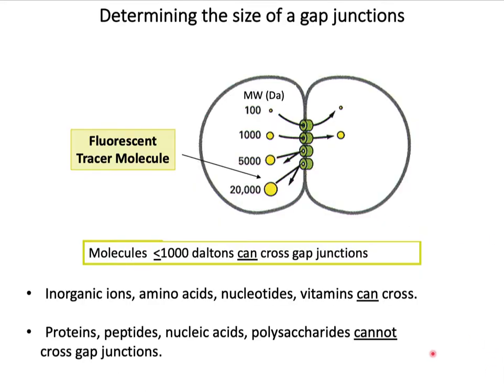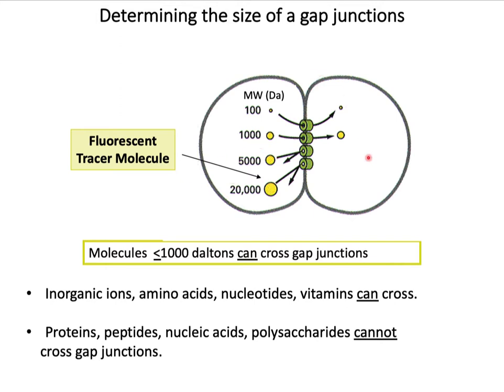So what is the size of the signaling molecules that can pass through a gap junction? This can be easily determined by using fluorescent tracer molecules of varying size. In this experiment, you can take a variety of fluorescent tracer molecules of different sizes, for example, 100 Dalton, 1000 Dalton, 5000 Dalton, or 20,000 Daltons, and micro-inject them into one cell that is presumably connected to the other cell through gap junctions. Then, using fluorescence microscopy, you can watch the movement of the fluorescent tracer molecules from the injected cell to the other cell.